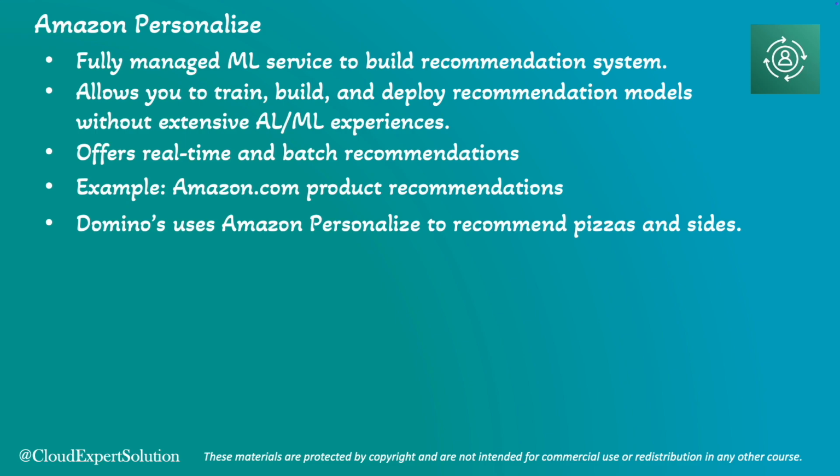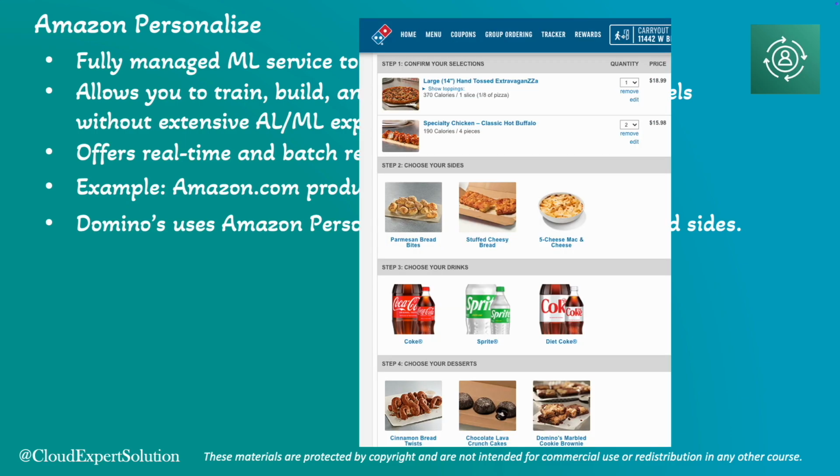Another use case is Domino's. Domino's Pizza is a very famous pizza brand throughout the globe, and Domino's uses Amazon Personalize to recommend pizzas and side dishes. Here is a sample. I frequently order hand-tossed specialty pizza with stuffed cheesy bread and sometimes chocolate lava cakes or Coke from Domino's. Today, when I am trying to place an order of hand-tossed specialty pizza with specialty chicken item, it is providing 3 layers of recommendations to me.